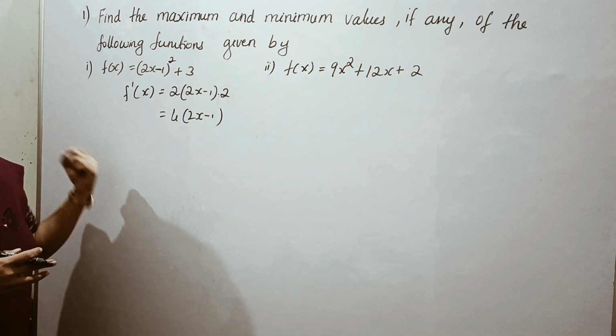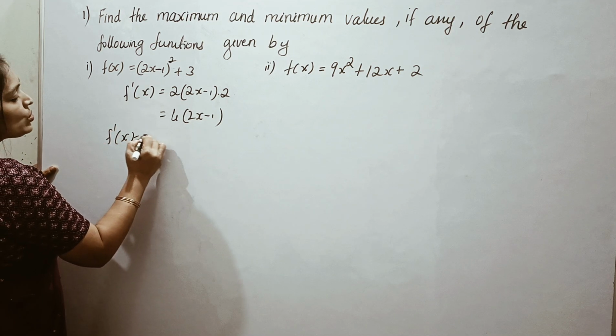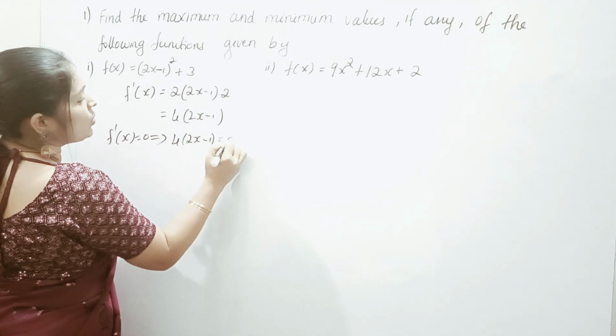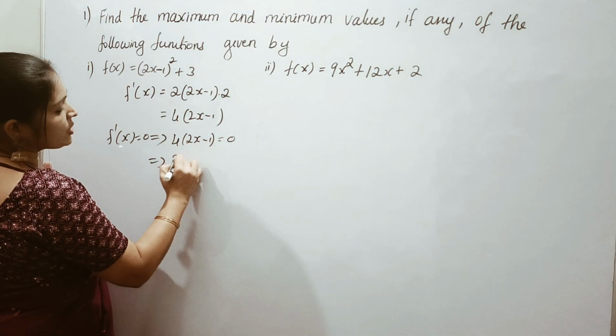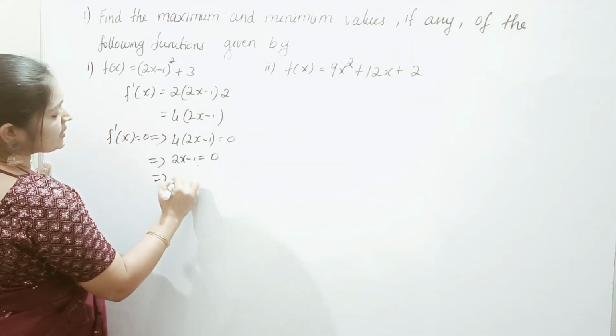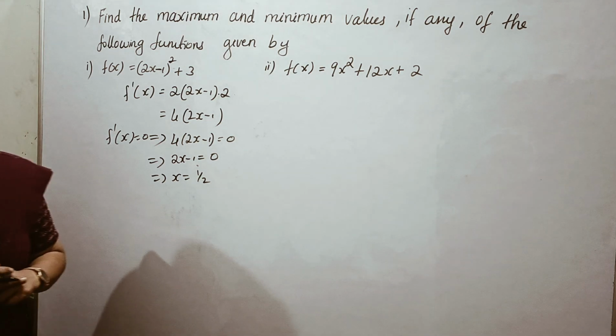Then next we have to find the critical values, that is values of x. So for that we set f dash of x is equal to 0. F dash of x is equal to 0 implies 4 into (2x minus 1) is equal to 0, that implies taking 4 to the right side, 2x minus 1 is equal to 0, that implies x is equal to 1 by 2. So x is equal to 1 by 2 is the critical point.